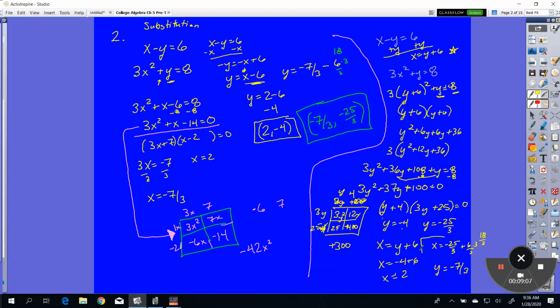So either way that we do it, we get the same answers, negative 25 thirds and negative 7 thirds, for x and y. So again, you can do it either way. I think the way that I did it first is a little bit easier because then I don't have to do all the squared stuff, but you'll get the same answer if you do them right.